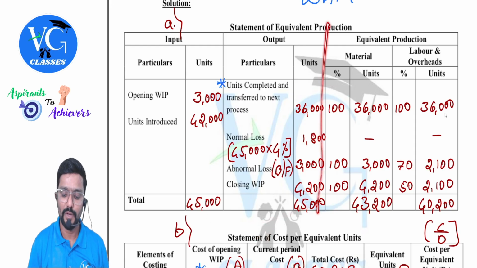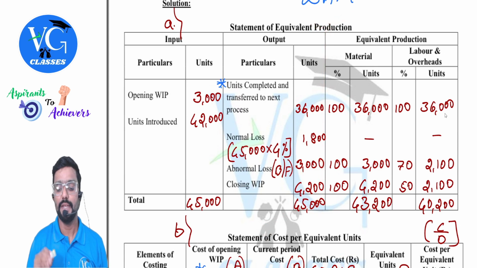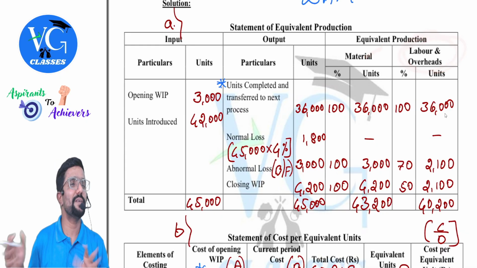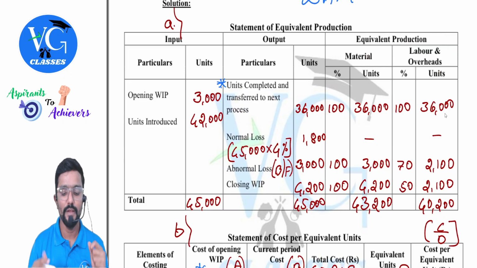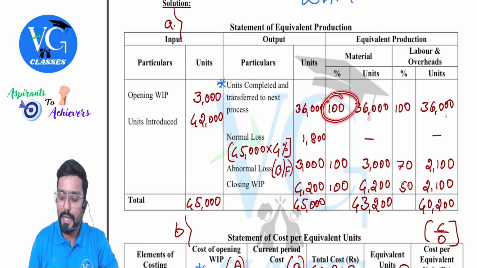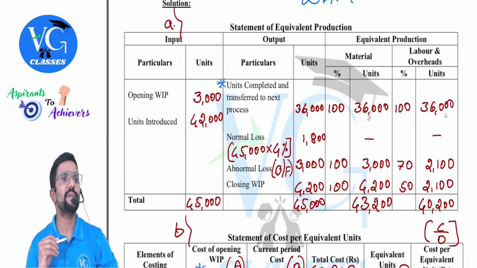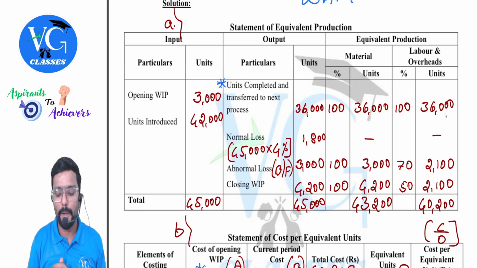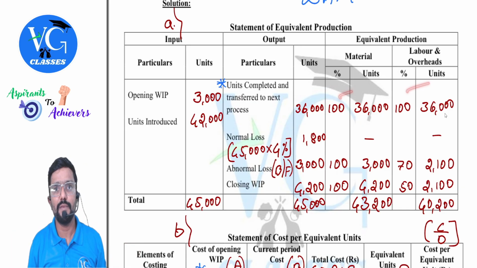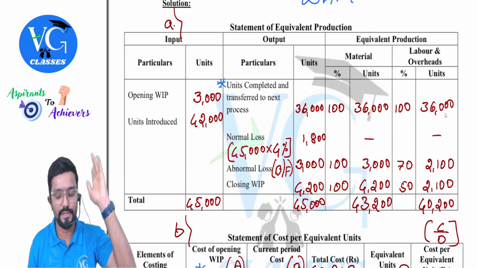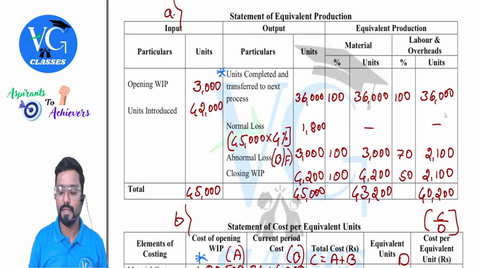Once we are done with this, tick. Next part, equivalent production. I am doing it for material separately, labor and overhead together. Why, sir? Because for labor and overhead, they have given the same percentages. Now, under weighted average method, we need to take 100% for work completed and transferred to next process. How much is from opening WIP, we don't care. So 100%, 100% we will take. Then for normal loss, we don't take anything in the units column. Please be careful with this. Then abnormal loss, they would have given.